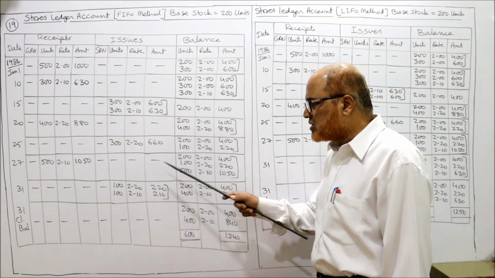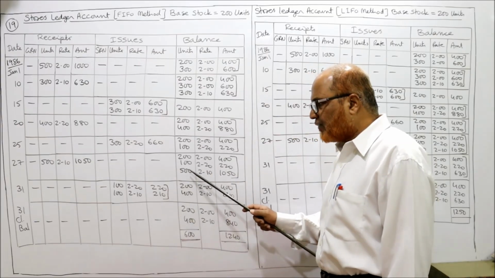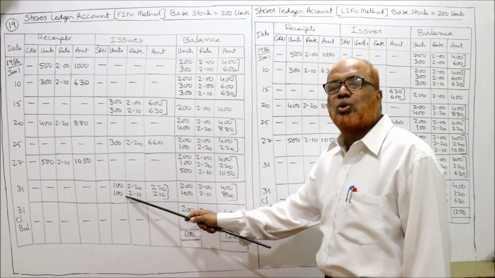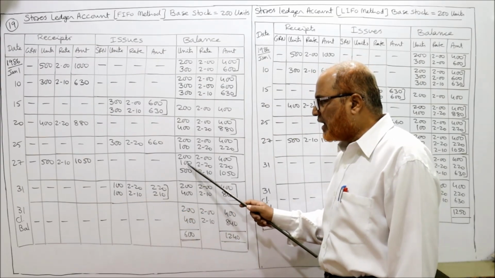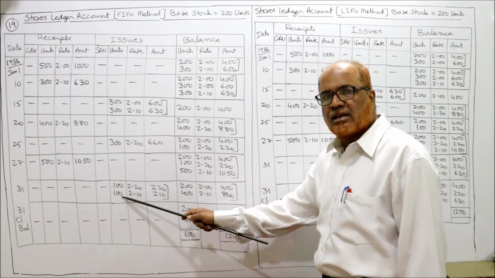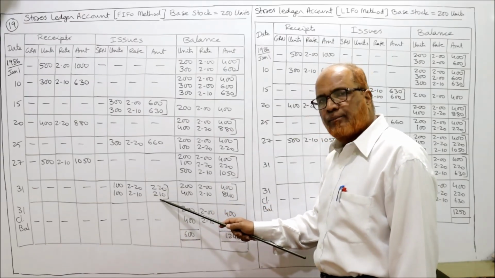So these 100 units will be issued first. 100 units into 2.2 is 220. Then from this 500, I am issuing 100, because in total I have to issue 200 units. So from this 500 units, 100 units I am utilizing, I am issuing. So 220 and 210.